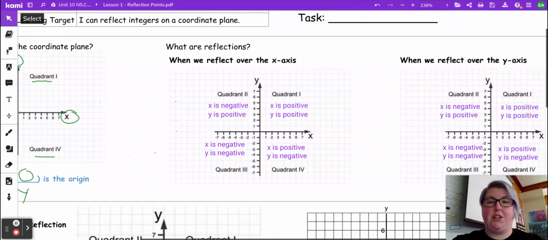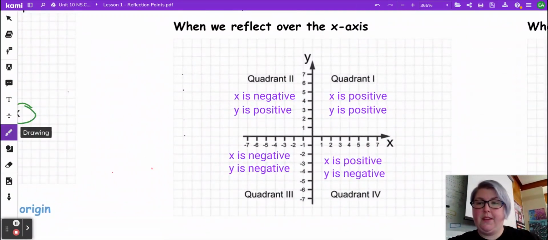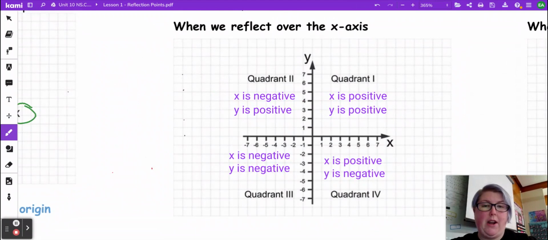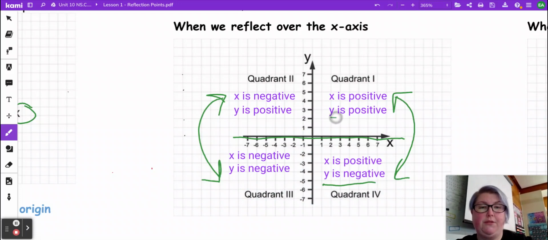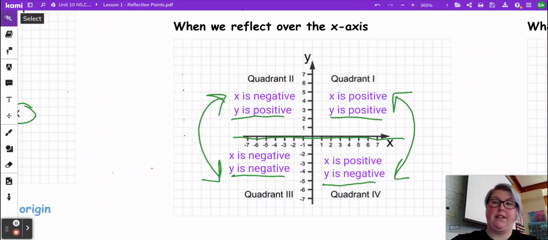So, what are reflections? Let's review. I have helpfully written down where X and Y are negative and positive. So when we reflect over the X, we're going to go from quadrant 1 to 4 or from quadrant 2 to 3 and vice versa. We can go back and forth. You'll notice when you are reflecting over the X, the Y is going to change. So the X is still negative from quadrant 2 to quadrant 3. It's the Y that changes. Same for quadrant 1 and quadrant 4. Y changes from positive to negative and vice versa.